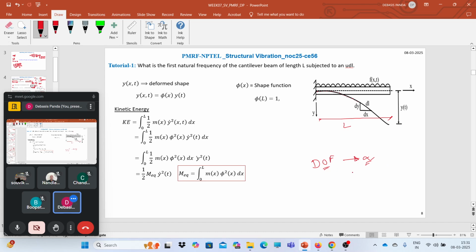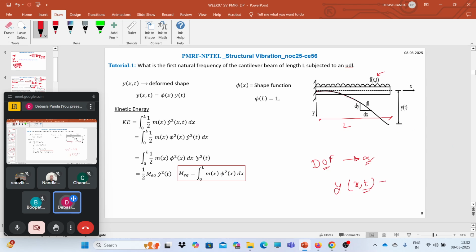So how can we simplify this with respect to a shape function? How to derive the shape function, we will see step by step in the 8th or 9th module. For now, let's consider this cantilever beam with some UDL force F(x,t) acting on the system, and y(x,t) is the deformed shape. We all know that for a cantilever beam subjected to a UDL, the deformation is described by a quadratic function.